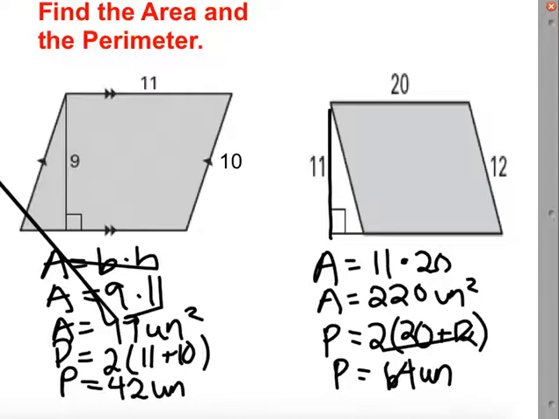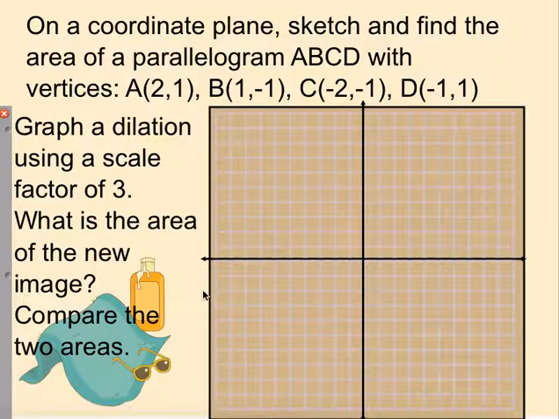All right. Now let's look at this one. If we are given some coordinate points, it may form a parallelogram, and we can find the area using our units on the coordinate plane. So we're going to put A at (2, 1), B at (1, -1), C at (-2, -1), and D at (-1, 1). And so we do see that we form a parallelogram.